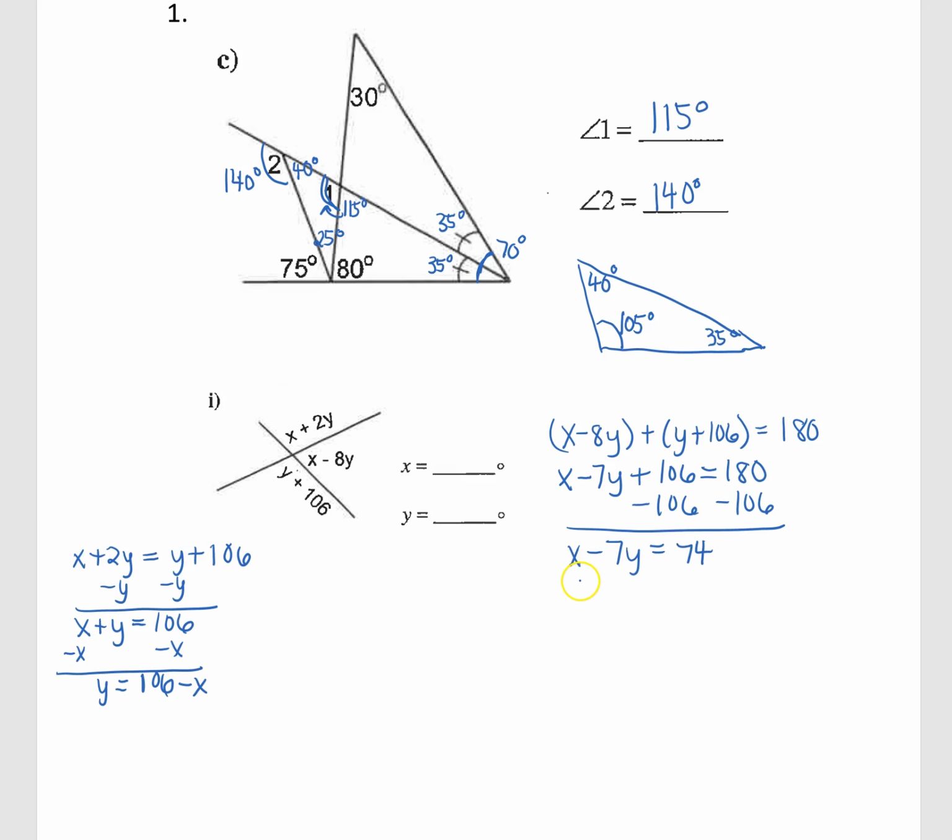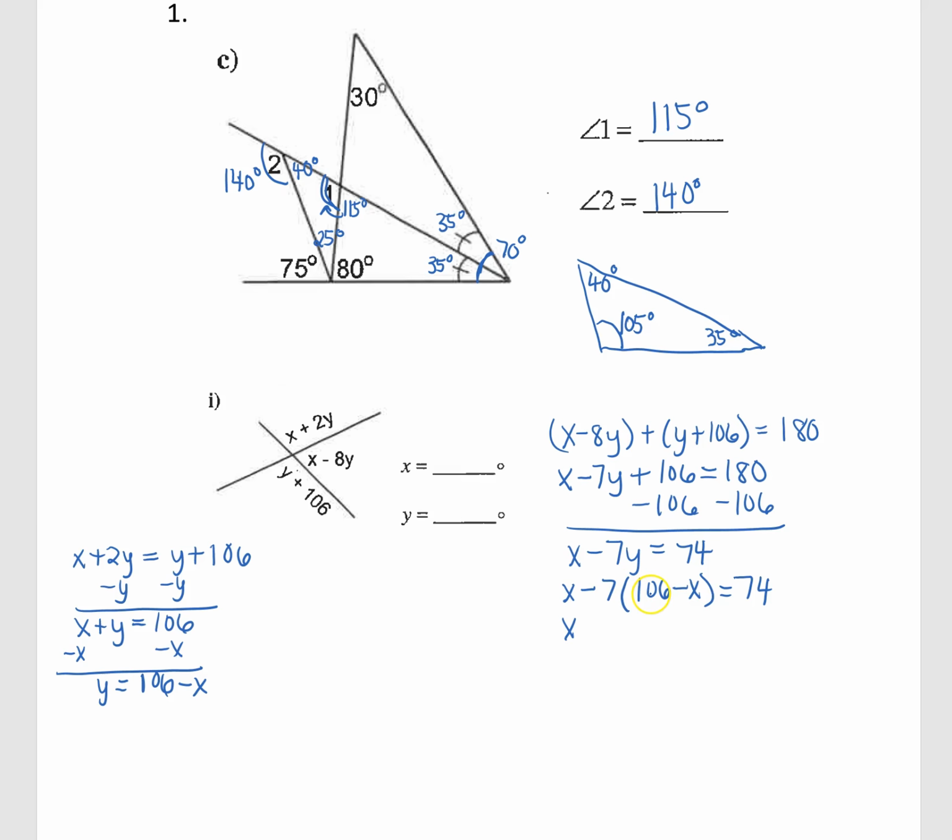And now what I want to do is plug in this expression for y in terms of x and for y here. So this gives me x minus 7 times 106 minus x equals 74. I'm just plugging this expression of y in here. And now I can solve for x.